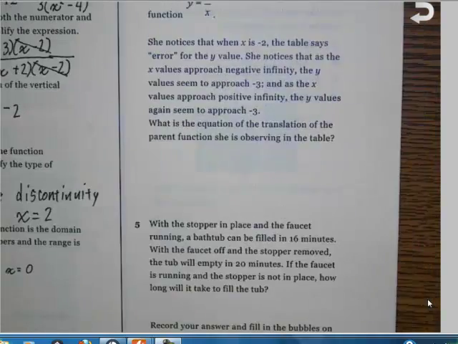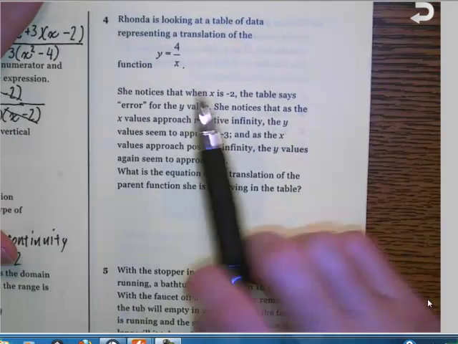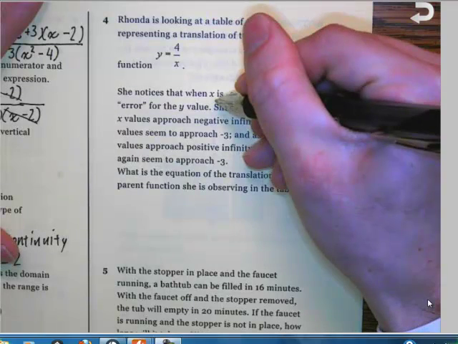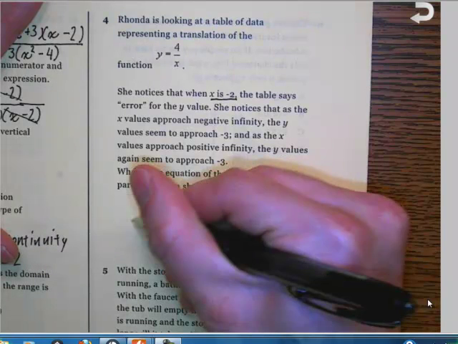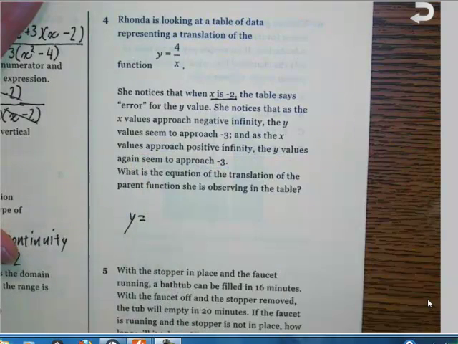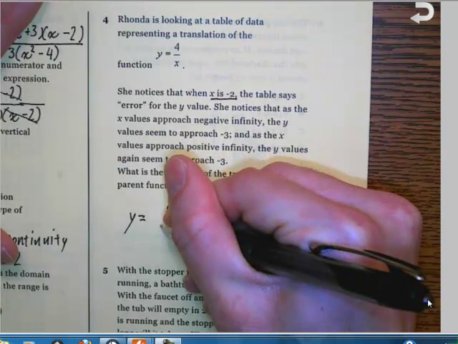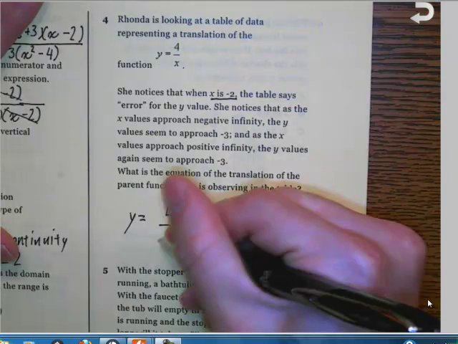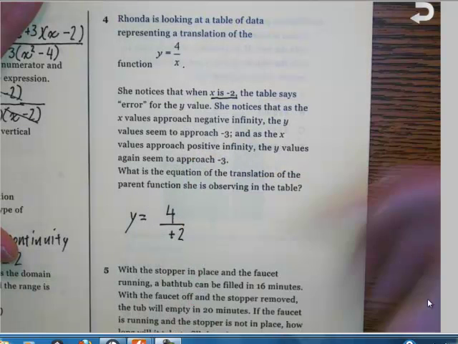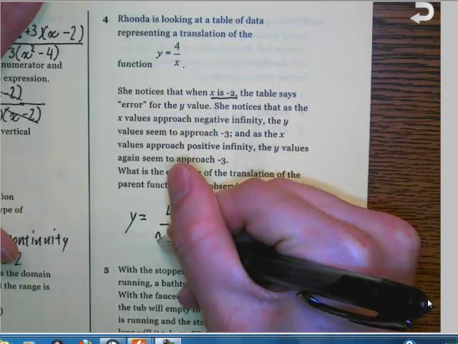Number 4 was an open response. It says if x is -2, then the table says you have an error. Well, that tells you that your function, you have y is equal to 4 over x. Now the question is, what and -2 would give you 0? Because you get the error when you divide by 0. Well, it's -2 plus 2 would get you to 0, so that tells you that this is x plus 2.